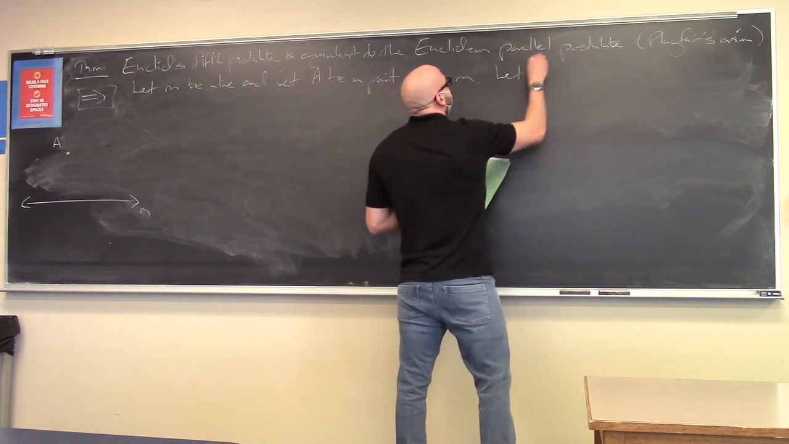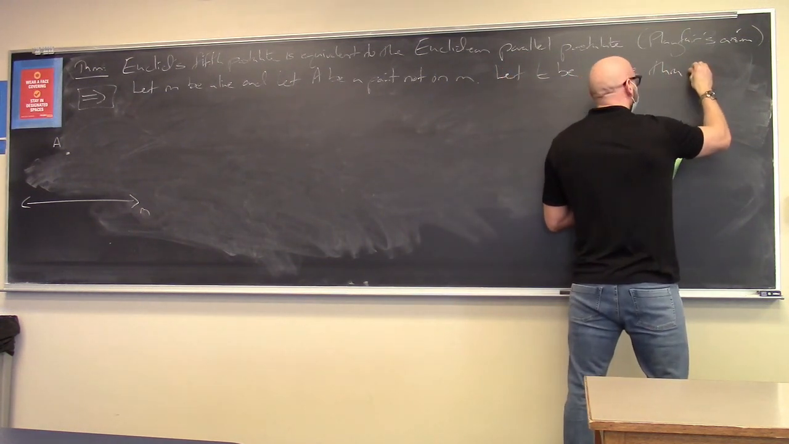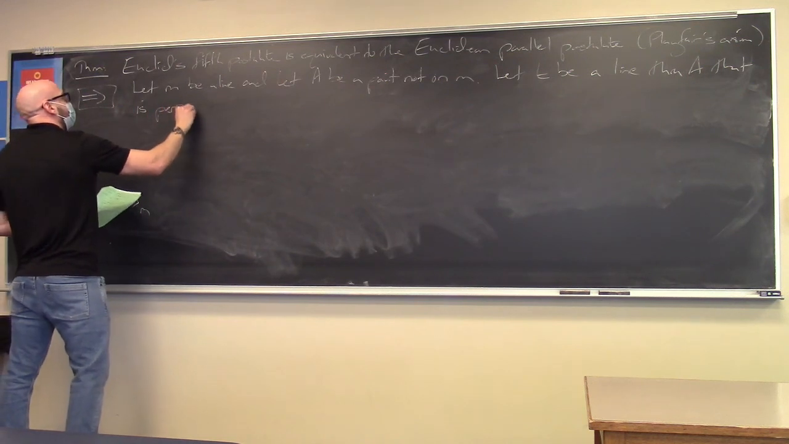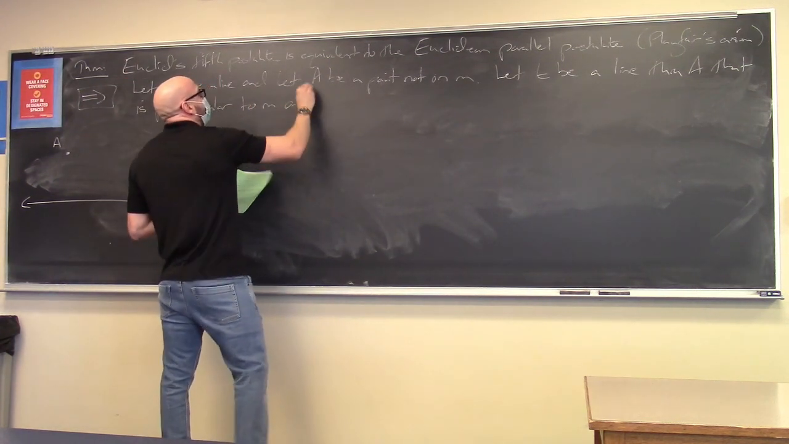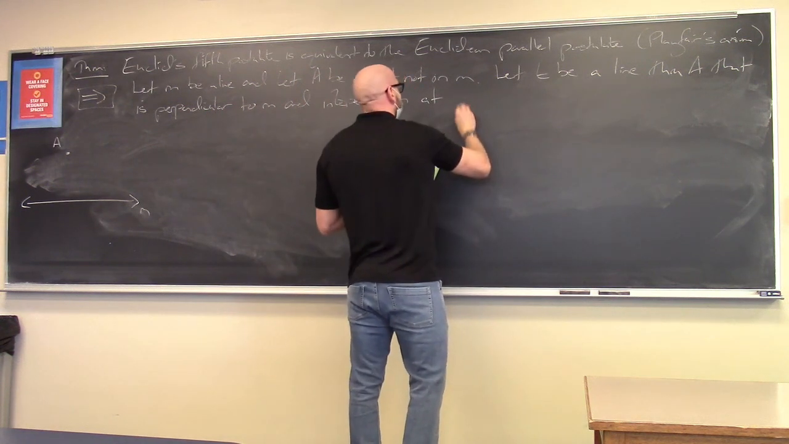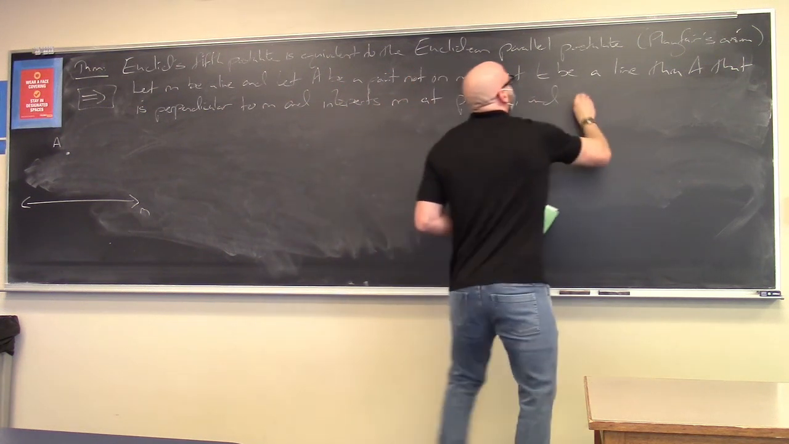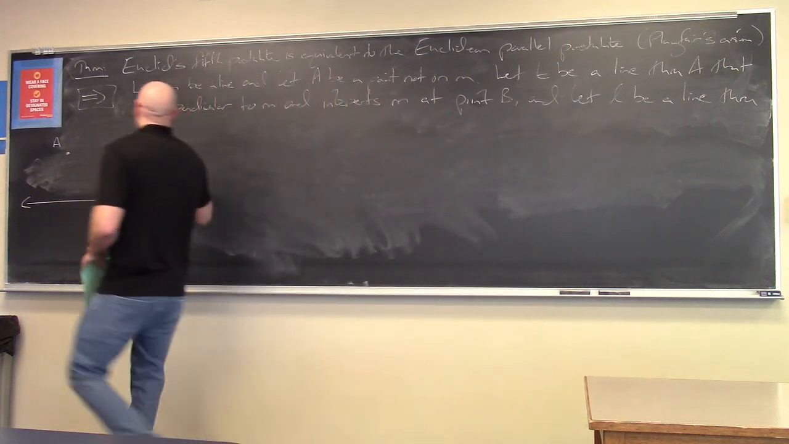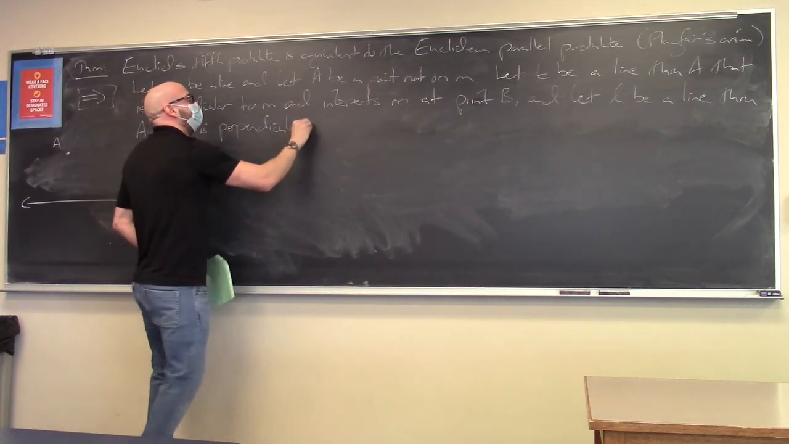So, let T be a line through A that is perpendicular to M and intersects M at point B. And let L be a line through A that is perpendicular to T.